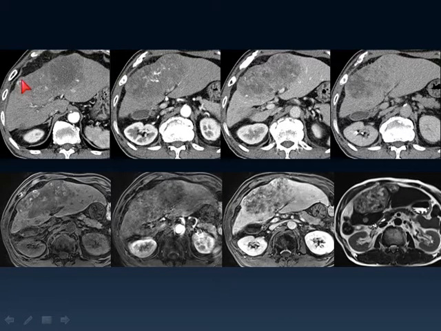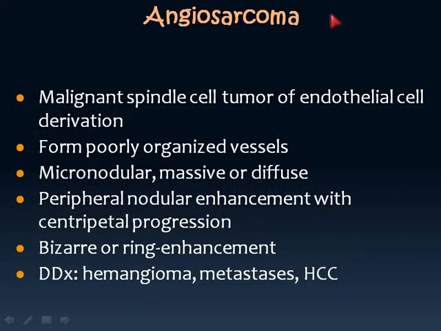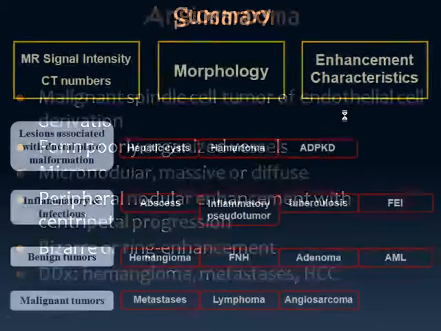The enhancement pattern is quite bizarre, and some of the areas show ring-like enhancement and centripetal enhancement, with heterogeneous enhancement on T2 weighted images. This is a case of angiosarcoma. It is a malignant spindle cell tumor and forms poorly organized vessels, and differential diagnoses include hepatic hemangioma, metastasis, and hepatocellular carcinoma.